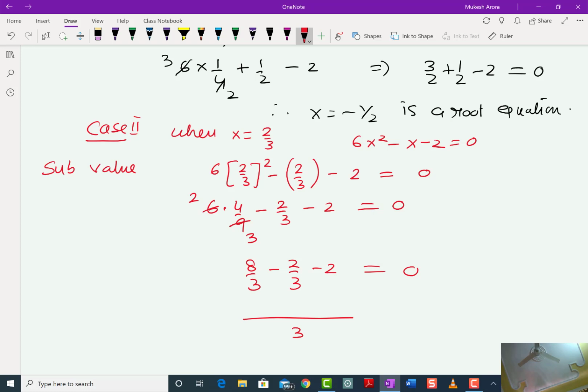3 is the LCM. 8 minus 2 minus 6, which is equal to 0. Therefore x is equal to 2 by 3 is also a value, or root, or solution of the equation.